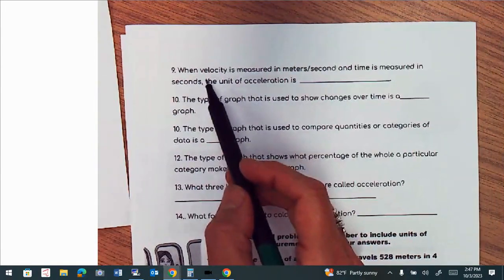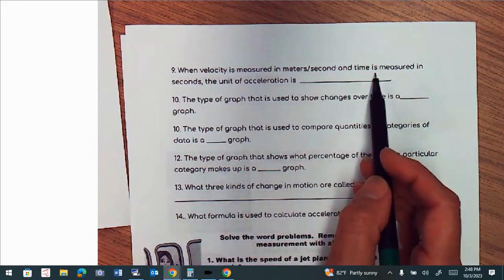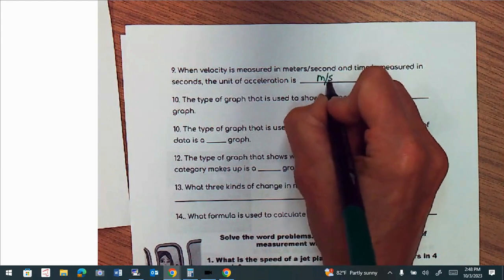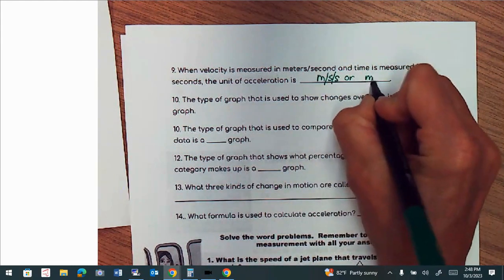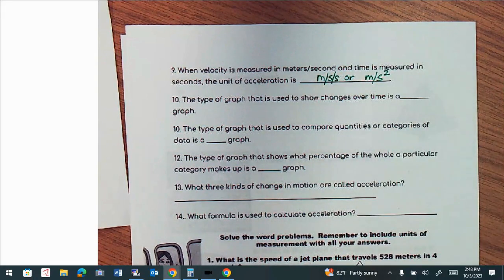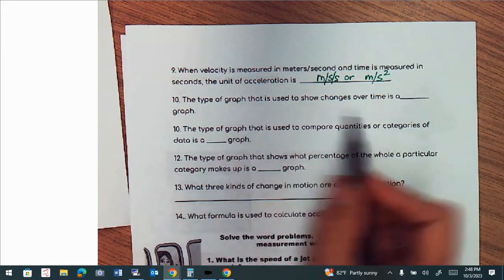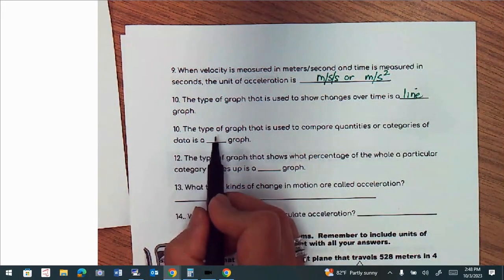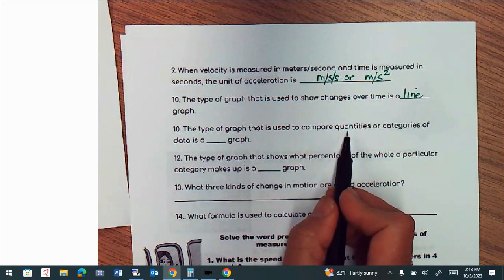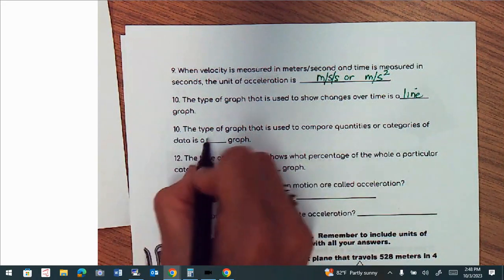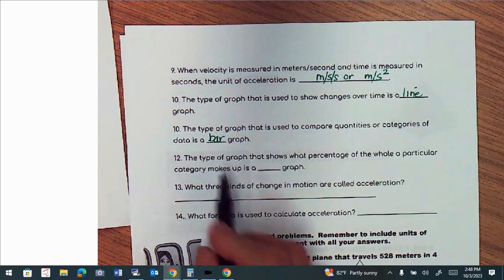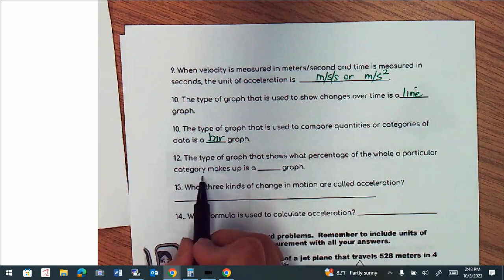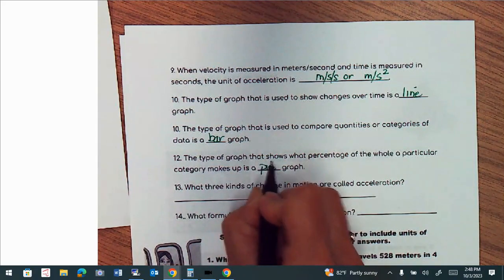When velocity is measured in meters per second and time is measured in seconds, the unit for acceleration will be meters per second per second, or meters per second squared. The type of graph that is used to show changes over time is a line graph. The type of graph that is used to compare quantities or categories of data is a bar graph. The type of graph that shows what percentage of a whole a particular category makes up is a pie graph.